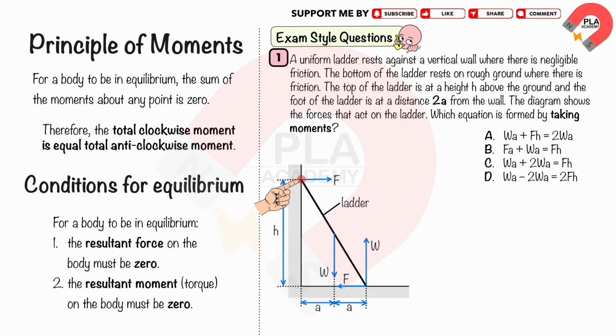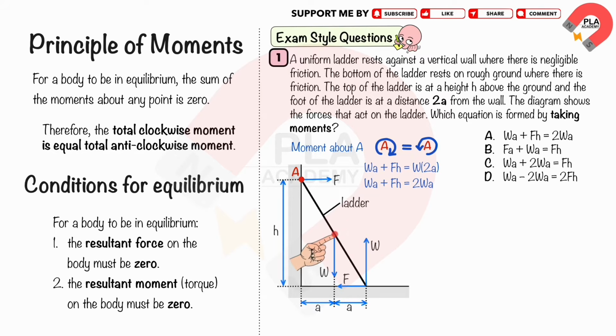Taking moments about the point A, total clockwise moment equals total anticlockwise moment. The clockwise moment about the point A equals W times a plus F times h. The anticlockwise moment about the point A equals W times 2a. We simplify the equation as Wa + Fh = 2Wa.